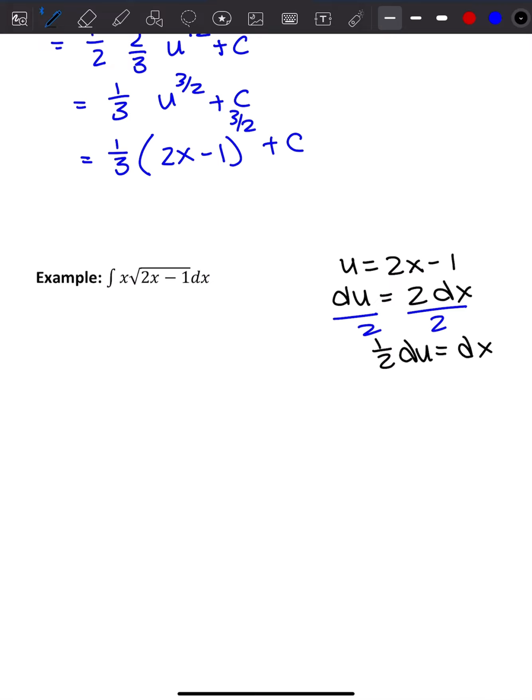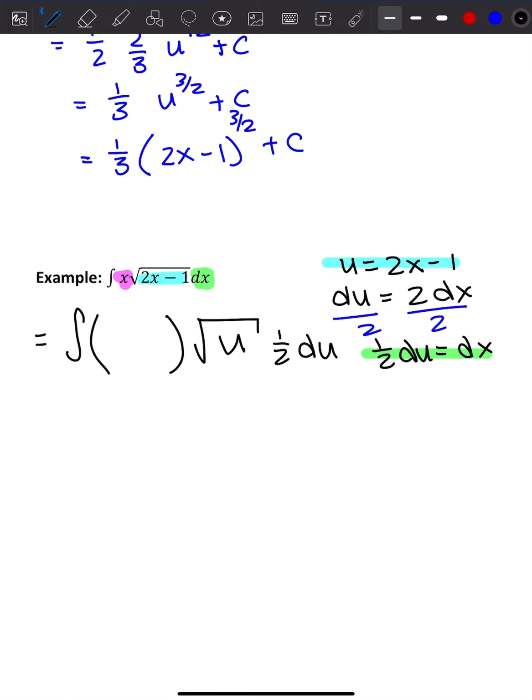is equal to dx. So if we look here, we have this piece here, which is going to take care of u. We have this piece here, which is going to take care of the dx. But we don't have anything to take care of our x. So we're going to write out what we have so far. So we have the integral of whatever x is. We have the square root of u. Instead of dx, we're going to do 1/2 du.